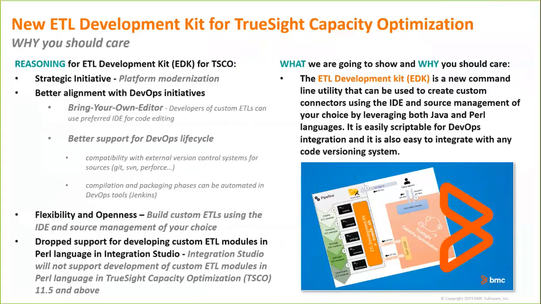So you may have a problem related to compatibility with an external version control system for sources, and then compilation and packaging can be automated in the DevOps tool. In addition, the EDK, as we'll call the ETL Development Kit from now on in this presentation, also offers flexibility and openness, so you can build your own custom ETL using the IDE and source management of your choice. The reasoning for this new development kit was also that we decided to drop support for developing custom ETL modules in Perl language in Integration Studio. So Integration Studio will no longer support development of custom ETL modules in Perl in TrueSight Capacity Optimization 11.5 and above.